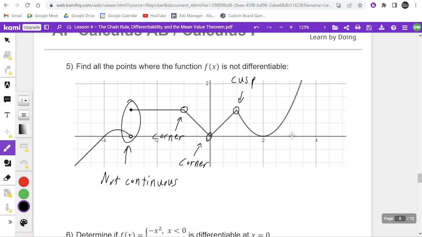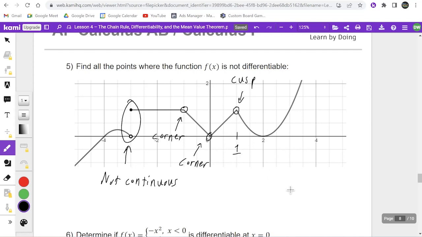And then, does anyone else see any points where it's not differentiable? The derivative does not exist. Yeah, I see one at 2. 2 is actually differentiable, I hate to tell you. But the reason why is because look at the slope. The slope is perfectly fine. It's not changing slope at all, like it does at positive 1 right here.